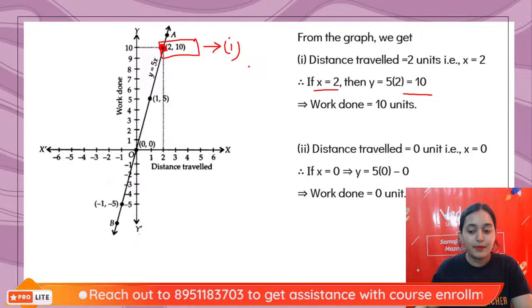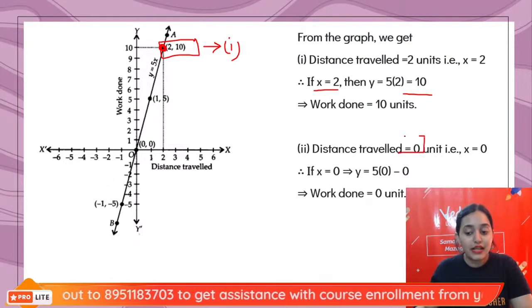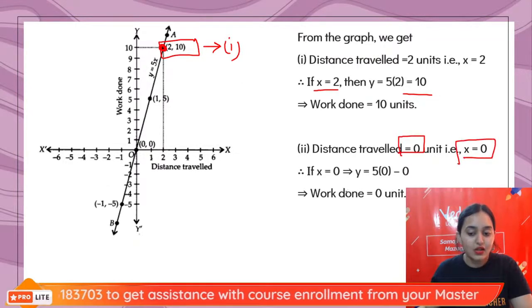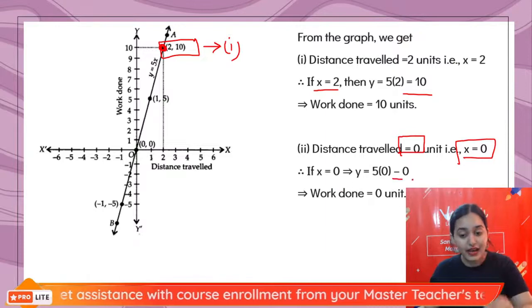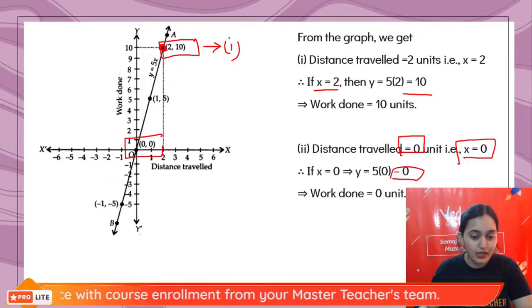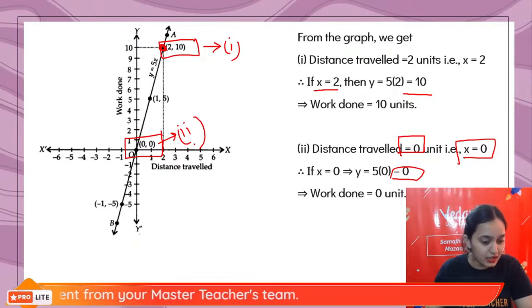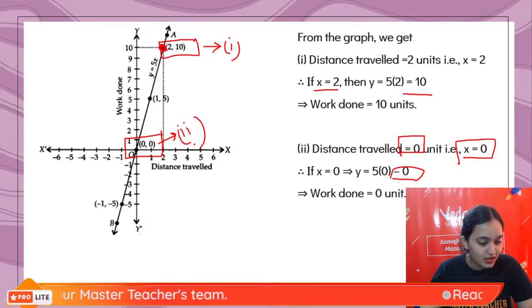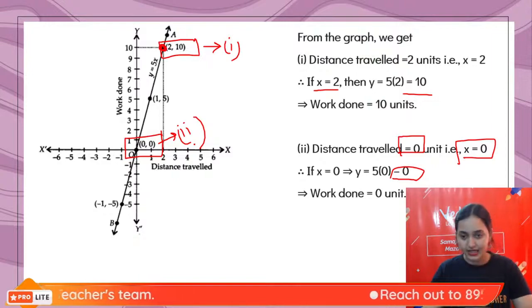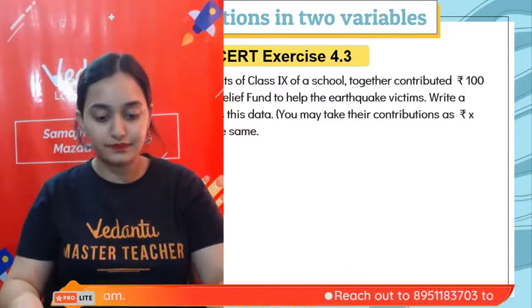Okay. Similarly, it is saying when distance traveled is 0, that is x is 0. So what will be the value of y? Y will be again 0. So 0 comma 0 will be the answer of second one. Understood? Okay, that's how we will solve it.